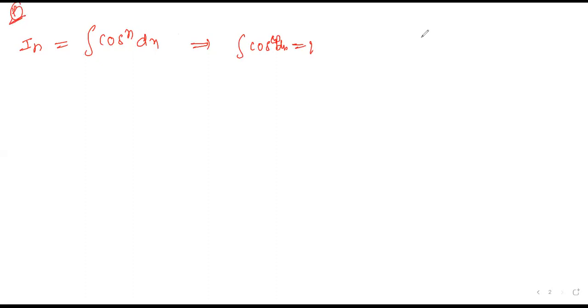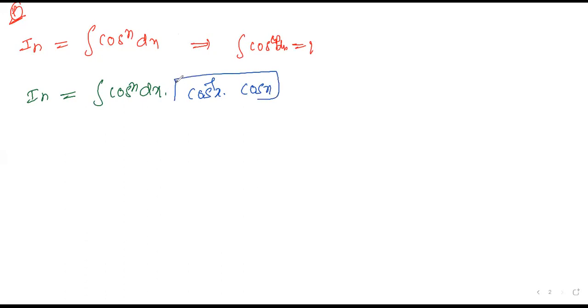Then I should try to find the calculation of I_n equal to integration of cos^n x dx. So step number 1, the main thing here is that we need to write cos^n x as cos^(n-1) x into cos x. You need to multiply both, so this becomes again the same thing. That's what I did for my convenience. You can take this as step number 1, the given question.